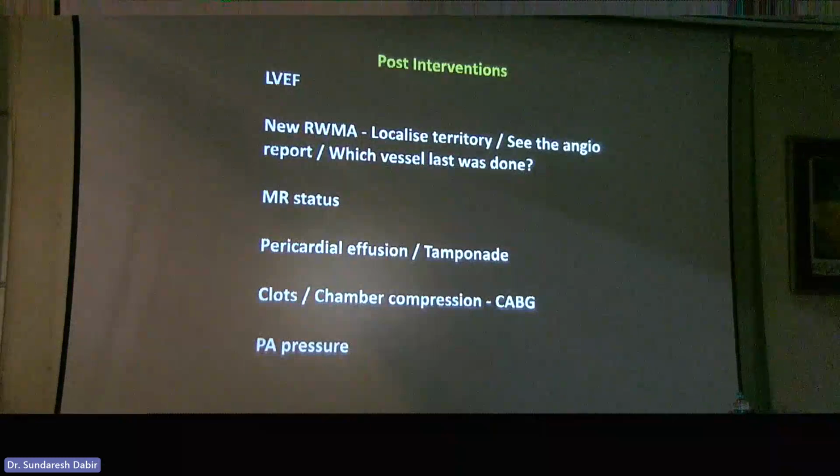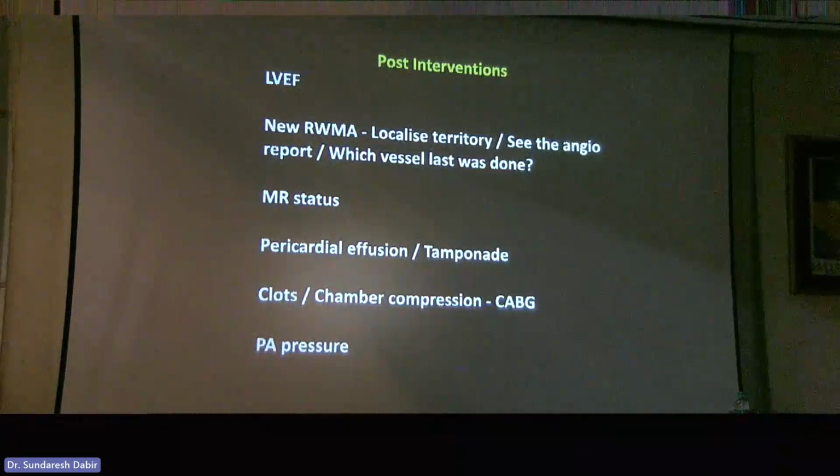That's what the clinician wants to be looking at. Is there any new wall motion abnormality? Localize the territory, see the angio report, and see in which vessel they have done a plasty, and then try to correlate what's happening to that particular region. And if there has been an MR, is there any worsening of it?